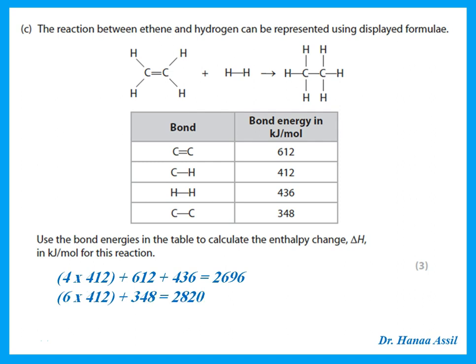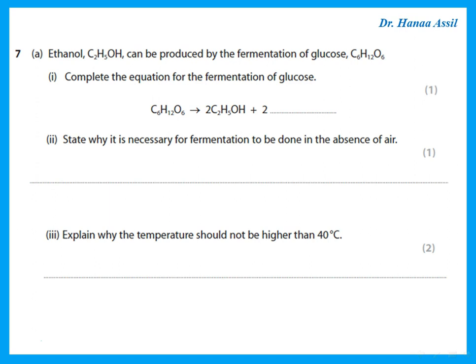Now, where are the products? After the arrow, I have 6 C-H bonds, and I have one C single bond C. To get the delta H, I subtract the reactants minus products. So that comes out to be minus 124 kilojoule per mole.